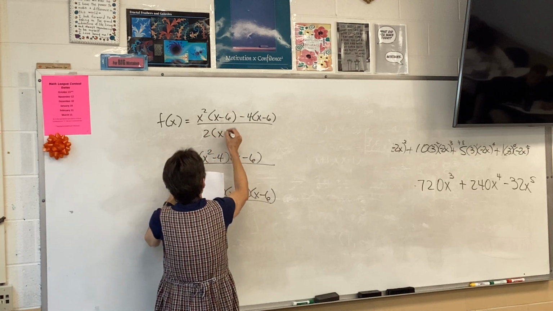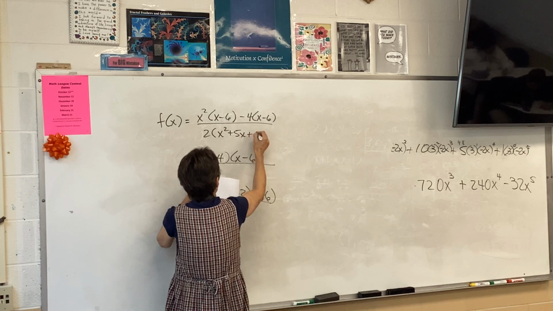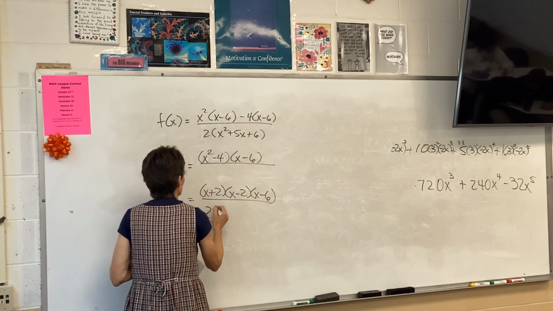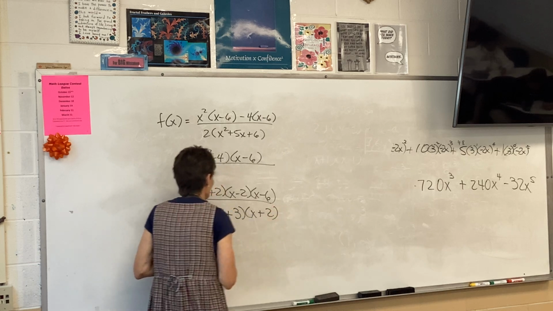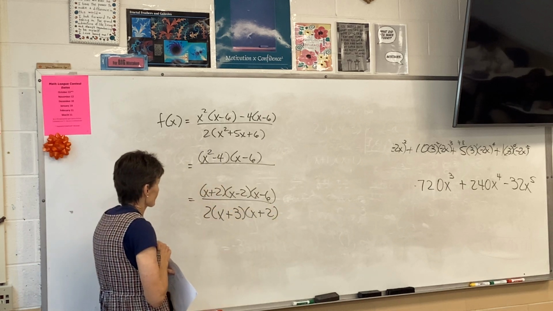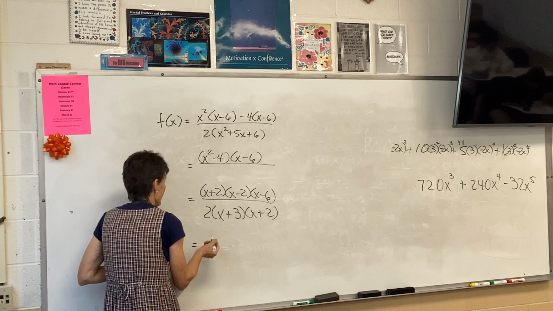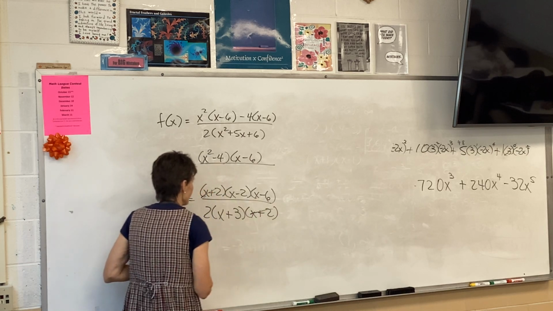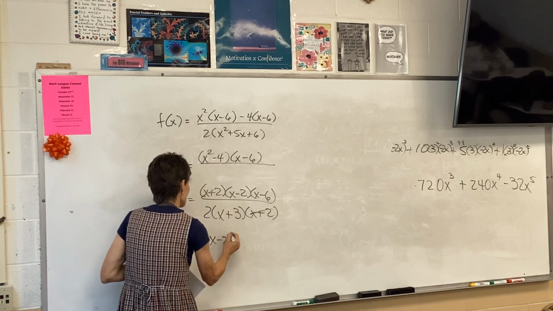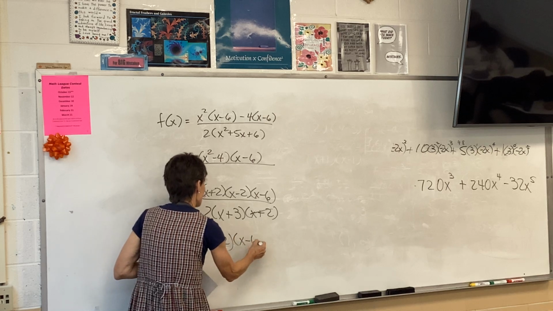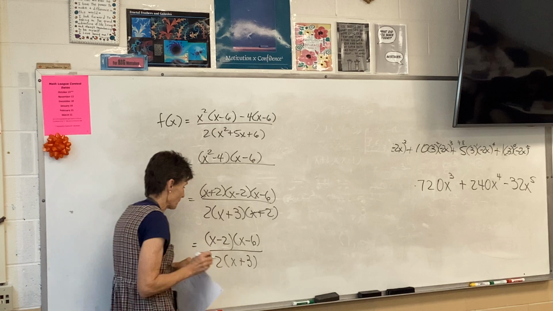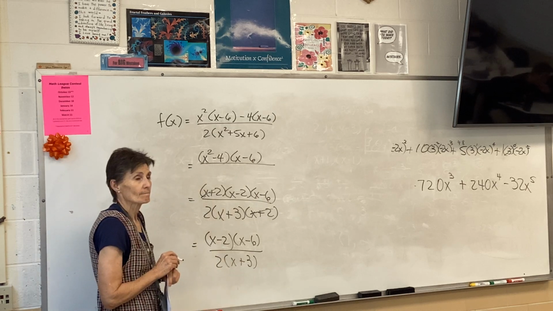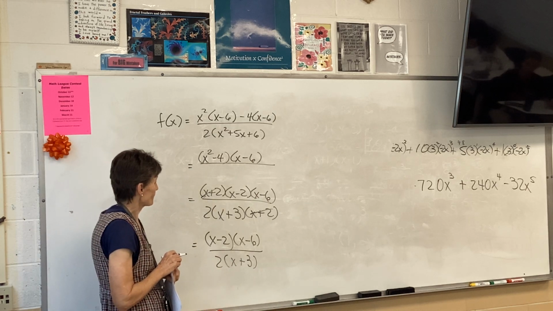Now let's take out the 2, x plus 3, x plus 2, and that's going to be x plus 3, x plus 2. Very good. So, I know this, I can cancel. So I have x minus 2, x minus 6, over 2, x plus 3. Is that all right?